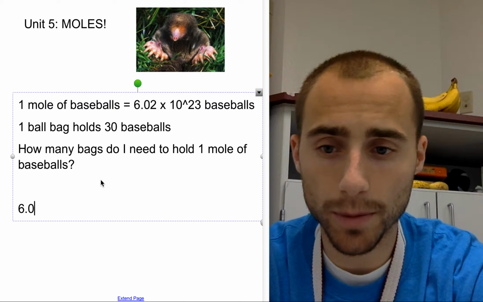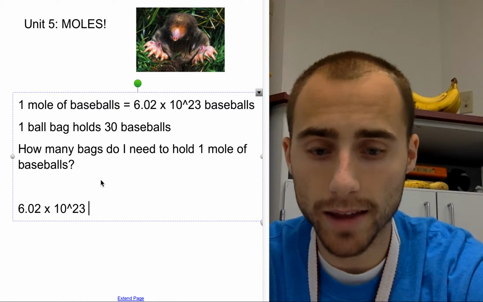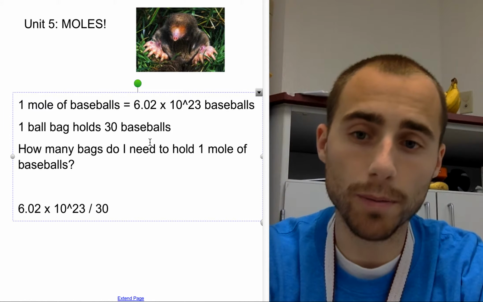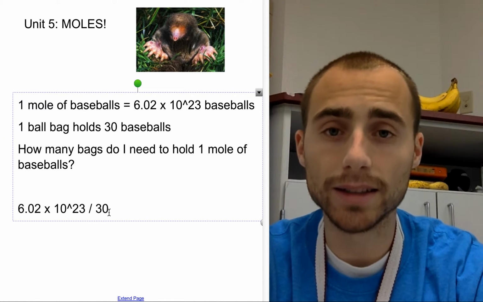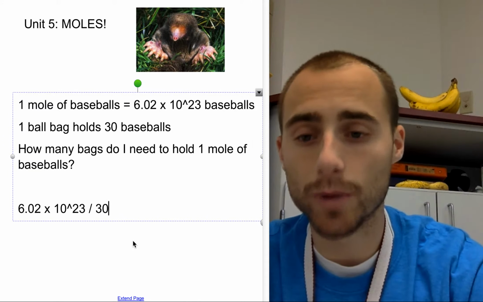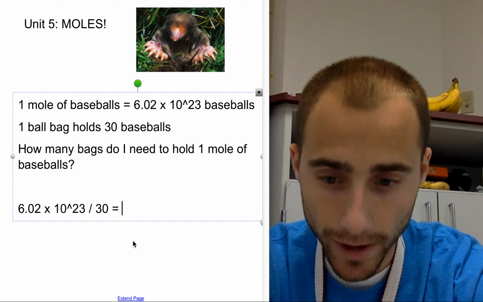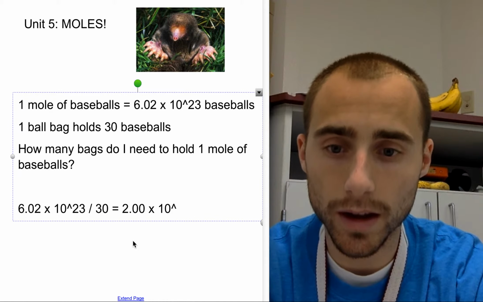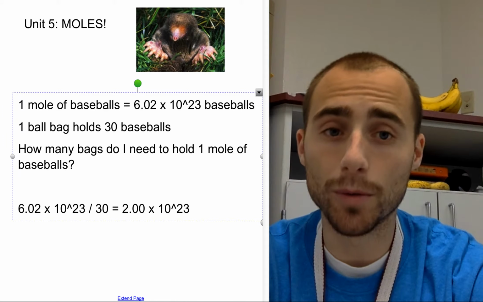Well, I do 6.02 times 10 to the 23rd, and I divide that by 30. Why do I divide that by 30? Because that's how much 1 bag can hold. So if I divide that by 30, it's going to tell us how many bags we need to hold this number of baseballs. And if you divide that out, your answer is going to be 2.00 times 10 to the 23rd. So we'd go 1, 2, and then have to add 21 more zeros.